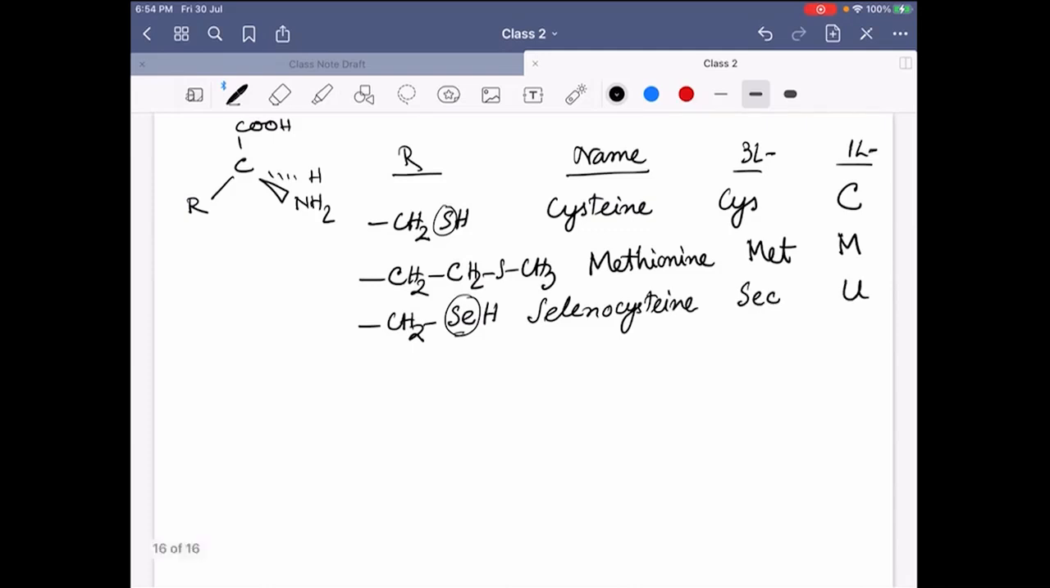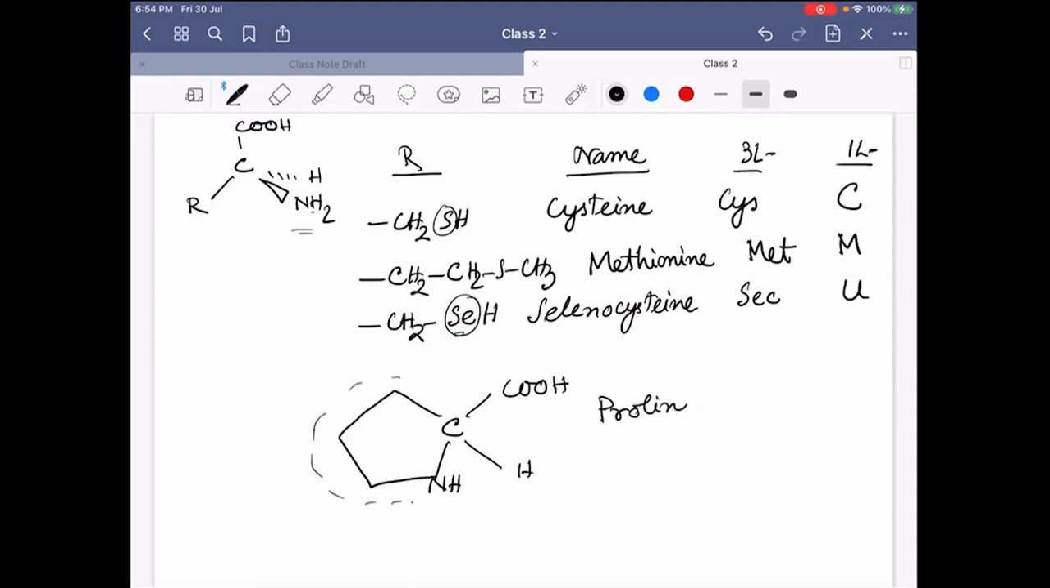And with all of them, considering almost all of them, there is one important amino acid with a slightly different structure, this one, where it is actually a secondary amine, completing the circle, making a cycle out of it. So it is a 2-degree amine present instead of the commonly present 1-degree amine. And the name of this amino acid is proline, 3-letter PRO, 1-letter P.